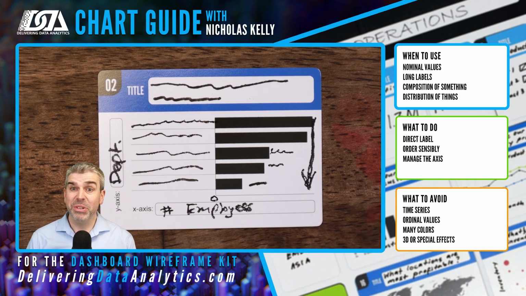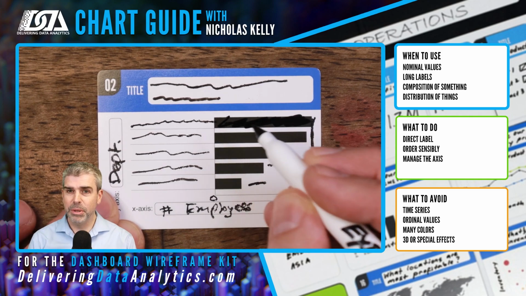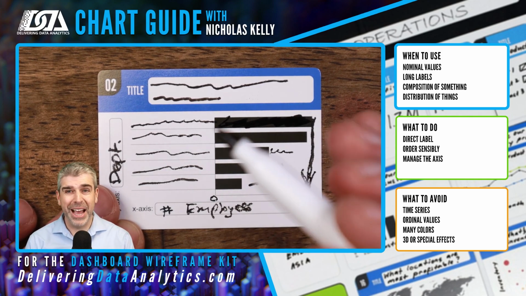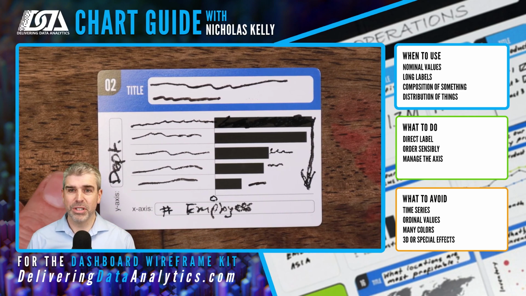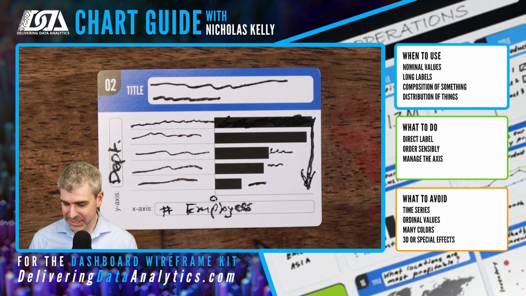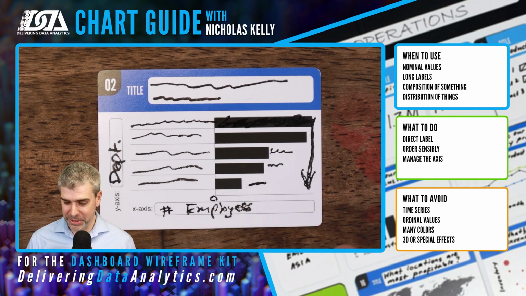Too many colors, we don't need it. We can use color just to highlight what we think is most important, but adding more color to add more meaning usually isn't a good option for this type of chart. And of course, 3D special effects, just not needed. So that gives you a sense of the use of the horizontal bar.